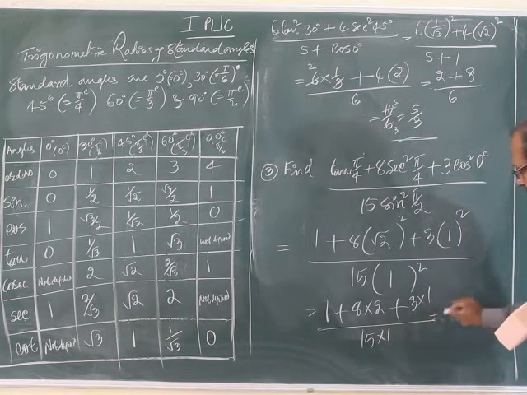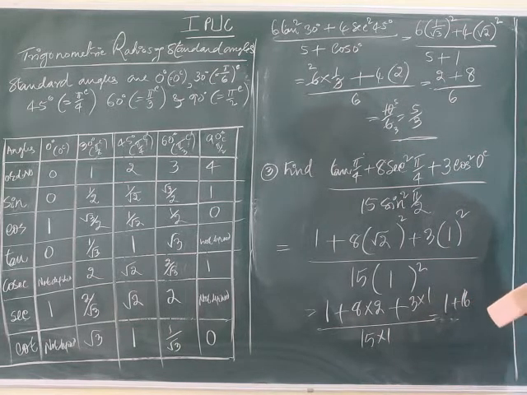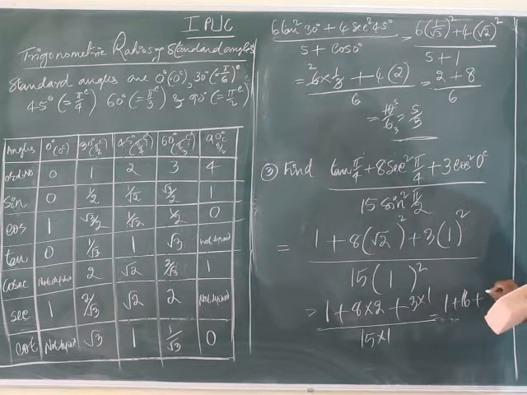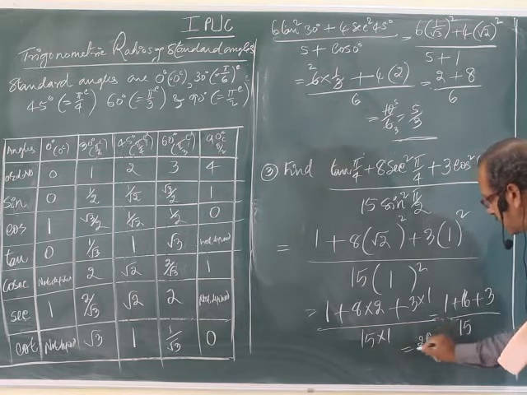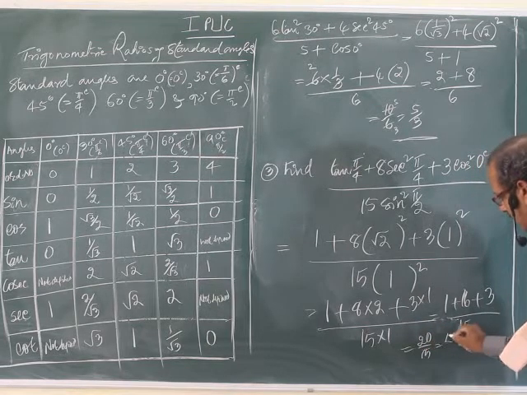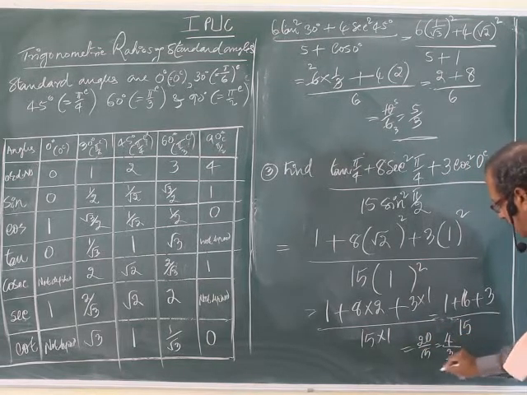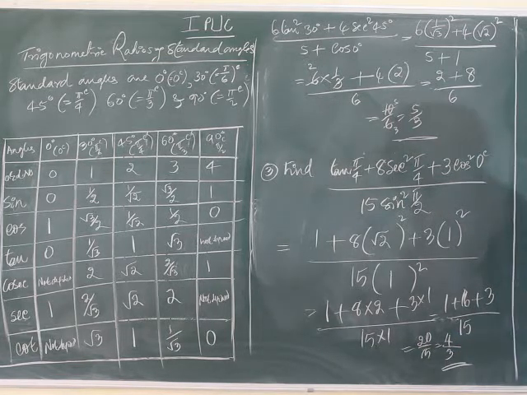Or let me write here itself. 1 plus 16, 8 into 2, 16. 3 into 1 is 3. Divided by 15 into 1 is 15. Final answer is 1 plus 16 plus 3, 20 by 15. Divide both numerator and denominator by 5. You get 4 by 3 is the final answer.